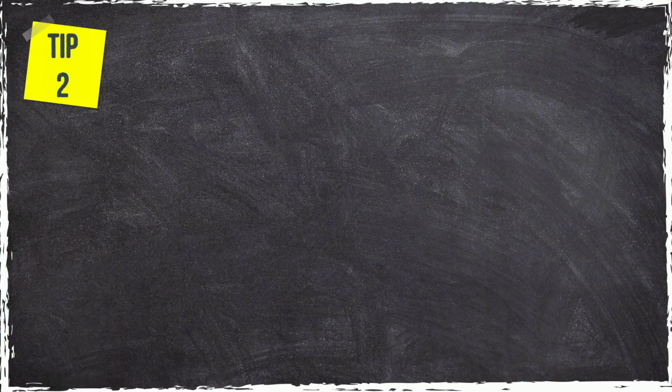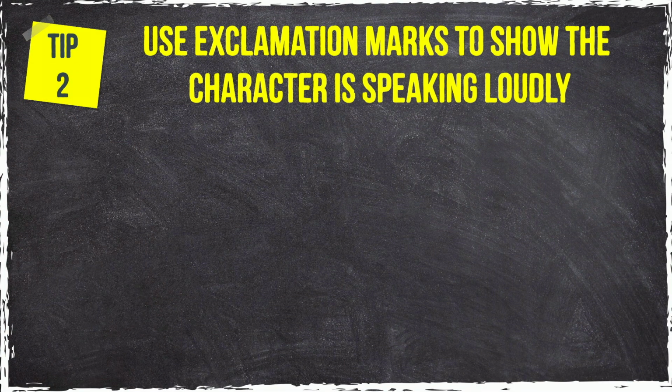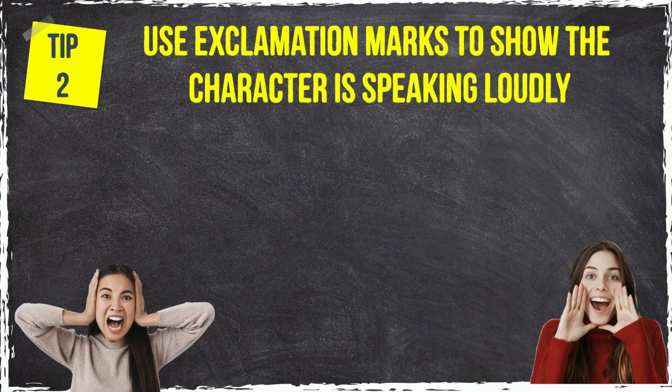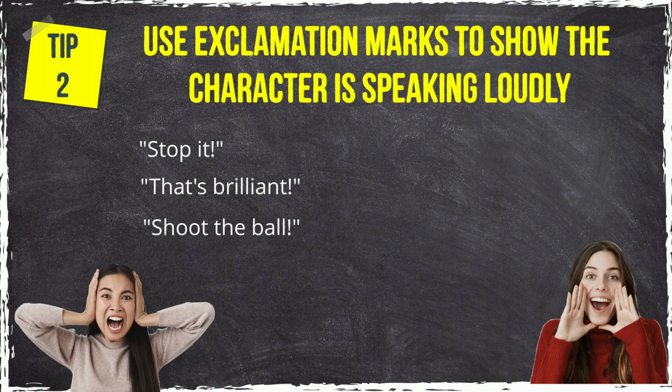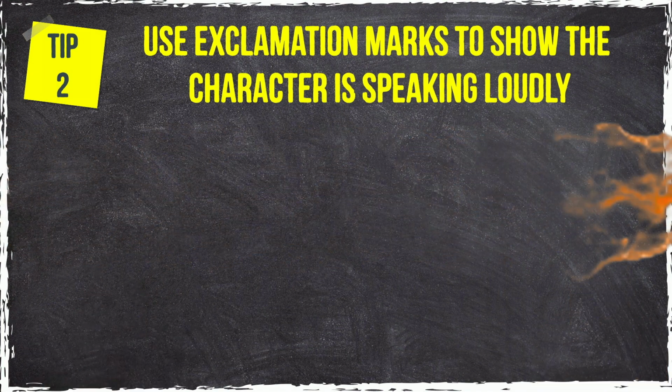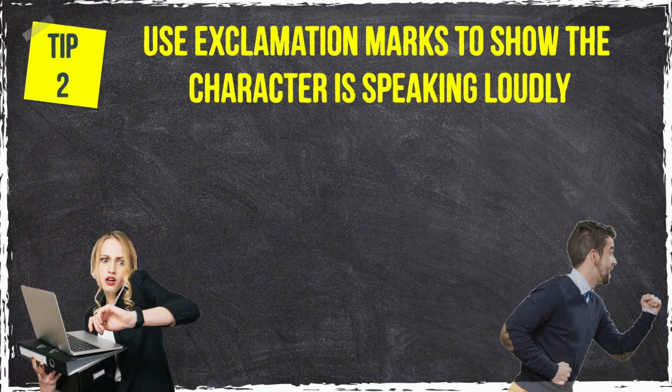Tip 2. Use exclamation marks to show the character is speaking loudly. "Stop it!" "That's brilliant!" "Shoot the ball!" Exclamation marks are also good for expressing a sense of urgency. They can show that your character is in a hurry.